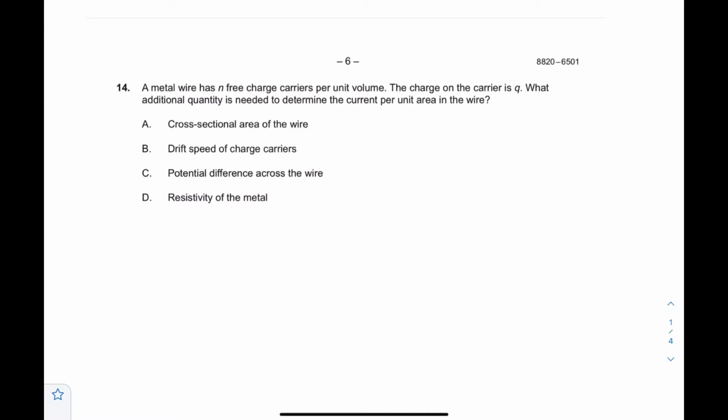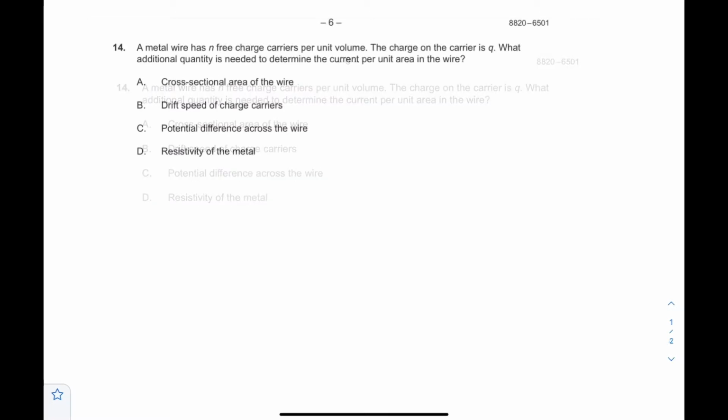In this video, we are going to solve the questions that came in your IBDP 2020 HL physics paper. So over here in this question, they are given that N is the free charge carriers per unit volume, and the charge on the carrier is Q. What additional quantity is needed to determine the current per unit area?